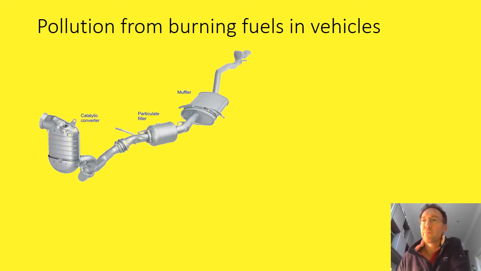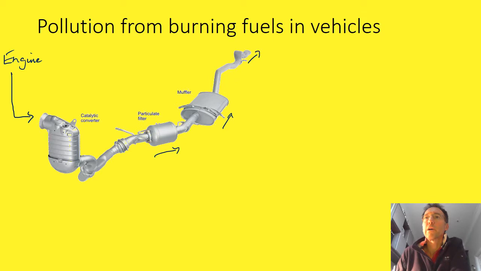So let's just write engine here. Right, so the gases that come out of the engine come into the catalytic converter, make their way through the particulate filter. The muffler just reduces the noise before they come out of the exhaust pipe. And in the engine, of course, we've got petrol or diesel usually, and that's burning with oxygen to make various products.